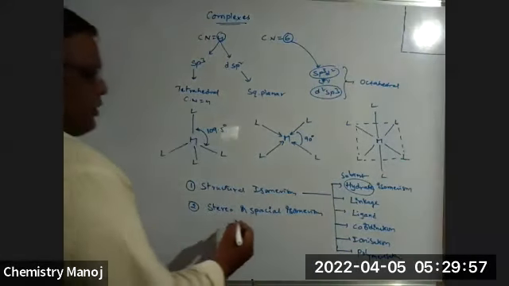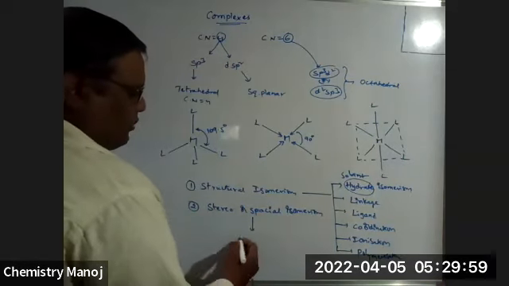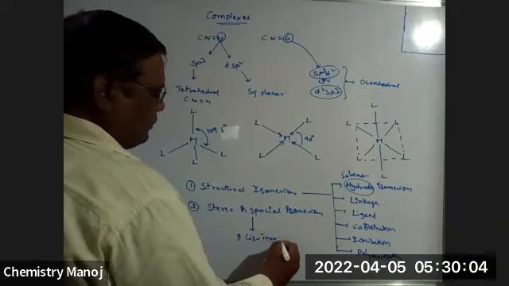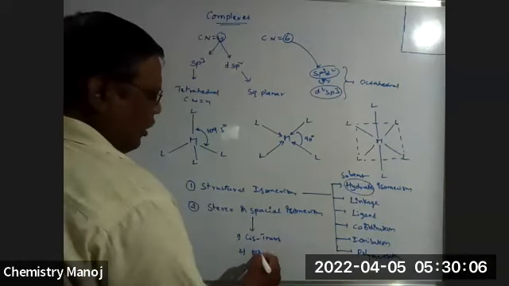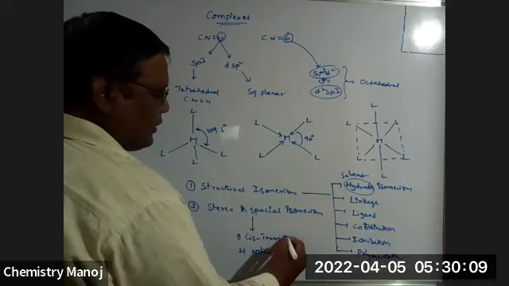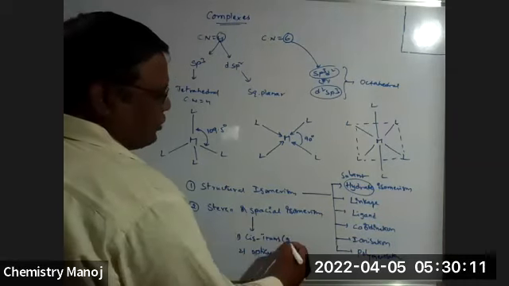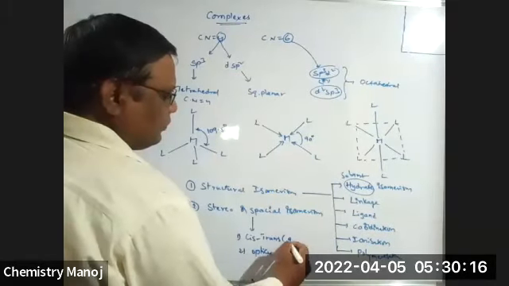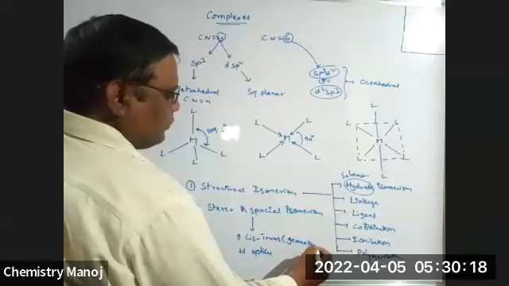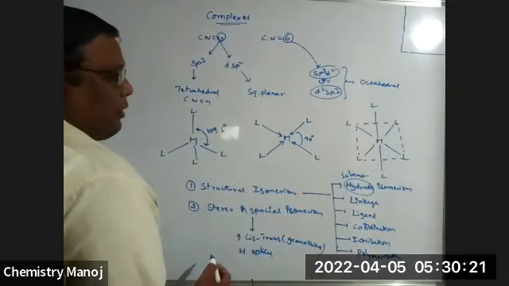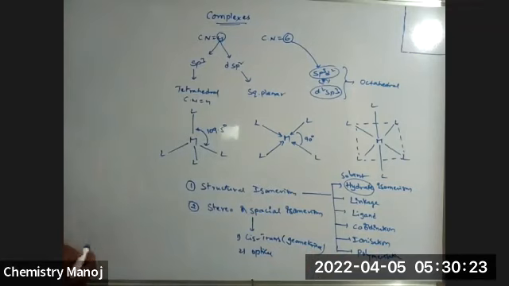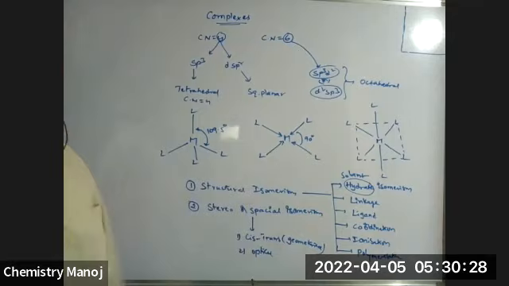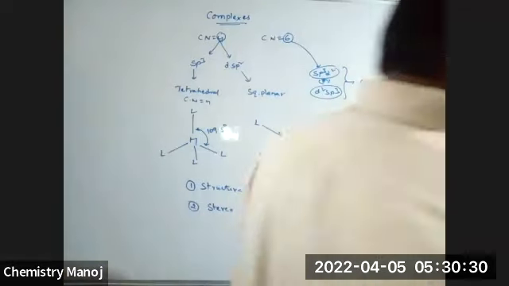In the case of stereo or spatial isomerism, there are two types. One is cis-trans isomerism, also called geometrical isomerism, and the second one is optical isomerism. Let us discuss all these one by one. First of all, I am discussing the different types of structural isomerism. Okay, now see here.